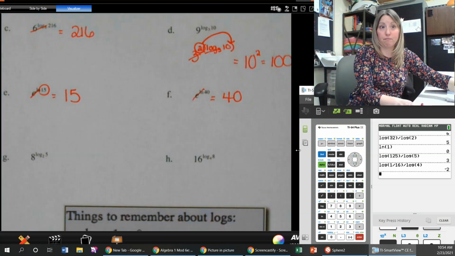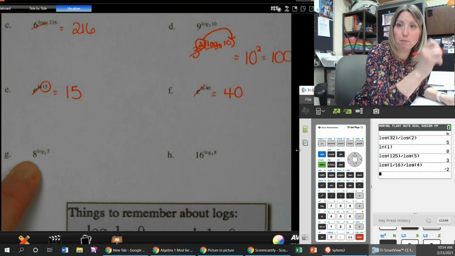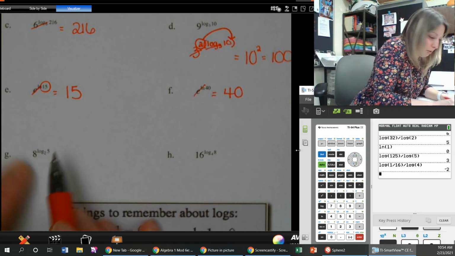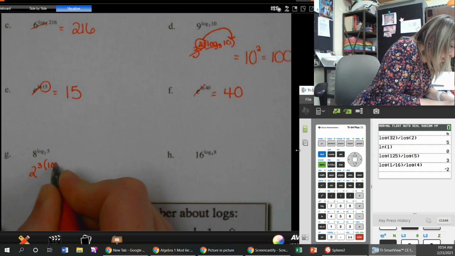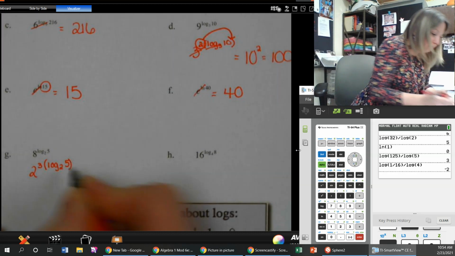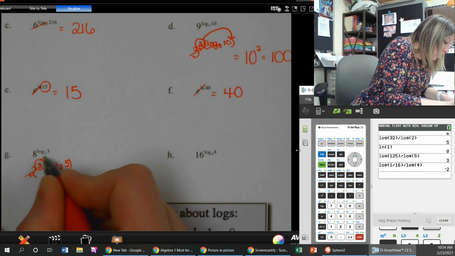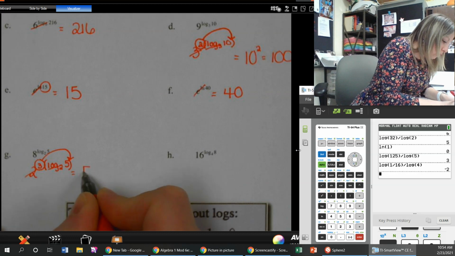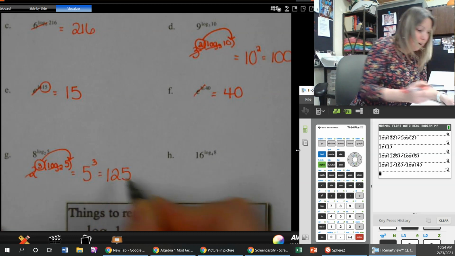Let's do that again. Okay, how can I make 8 a base of 2 to match this log? That would be 2 cubed, right? But I already had this log base 2 of 5 right here. Well, now the 2's cancel, but this 3 needs to be the exponent on 5. So this is really 5 cubed. What's 5 times 5 times 5? 125, as we saw earlier.